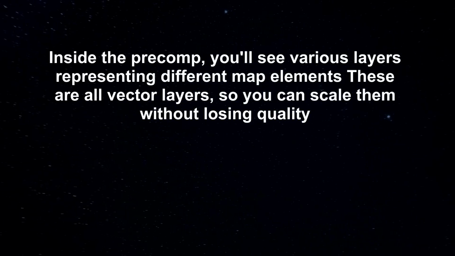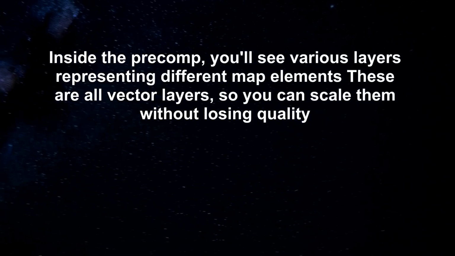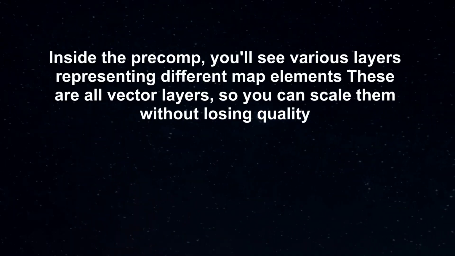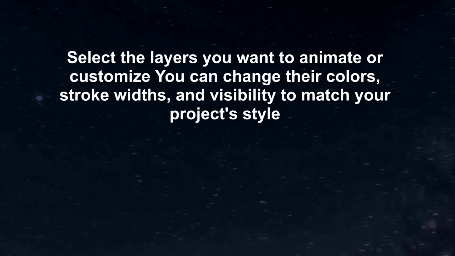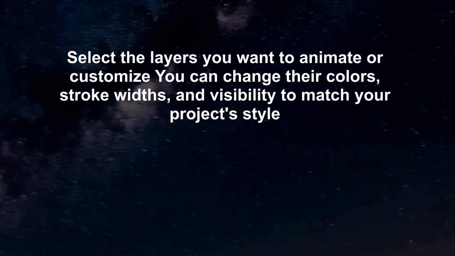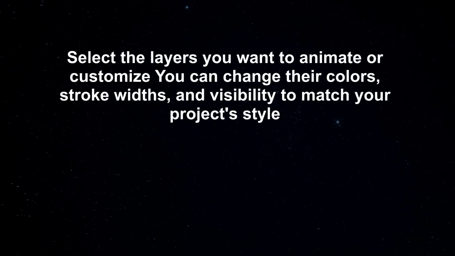Inside the precomp, you'll see various layers representing different map elements. These are all vector layers, so you can scale them without losing quality. Select the layers you want to animate or customize. You can change their colors, stroke widths, and visibility to match your project style.